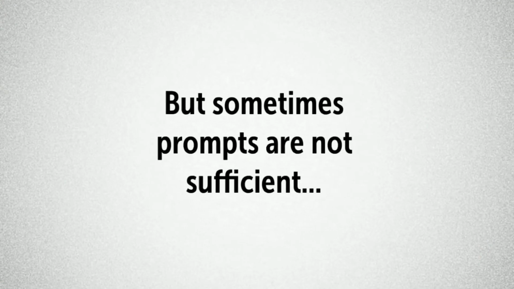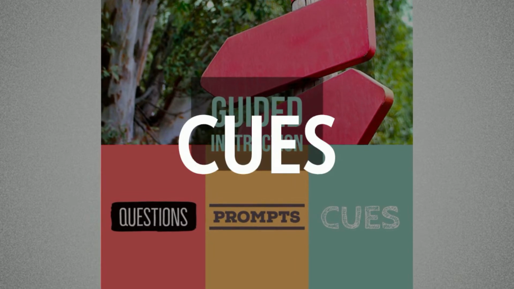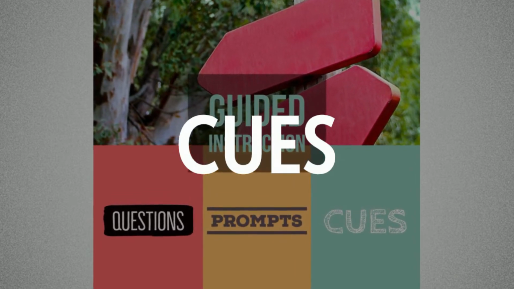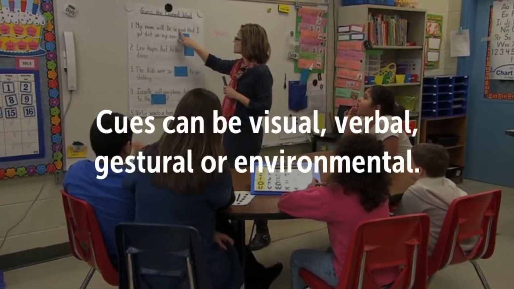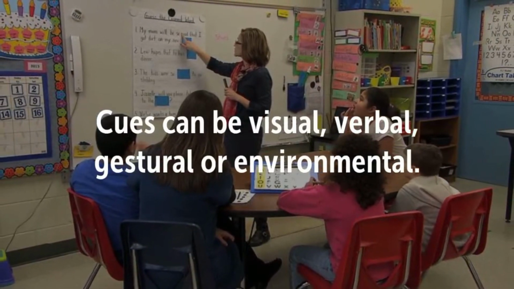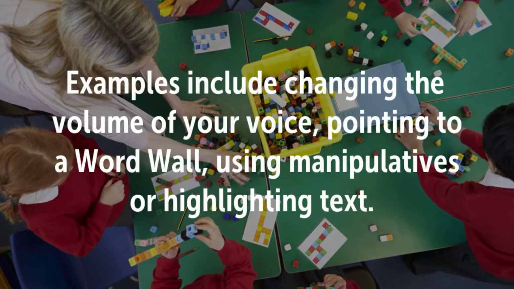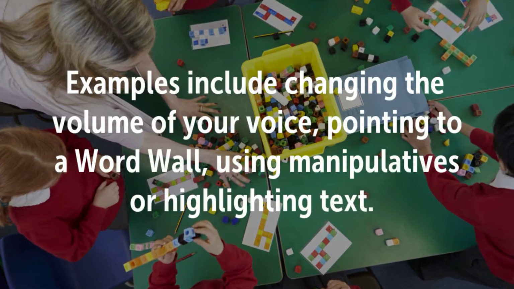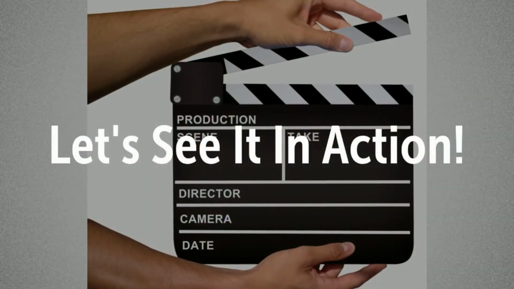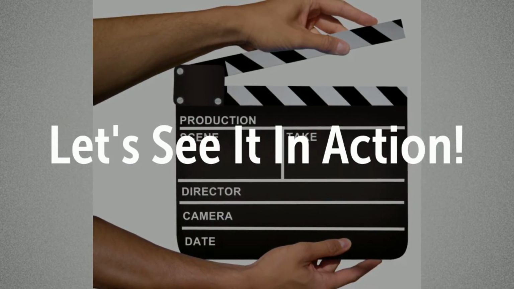But sometimes prompts are not sufficient. In these cases, a cue is called for. Cues shift learners' attention. Cues can be visual, verbal, gestural, or environmental. For example, changing the volume of your voice, pointing to a word wall, using manipulatives, or highlighting areas in a text. Now let's watch an example of a teacher using guided instruction in a small reading group.